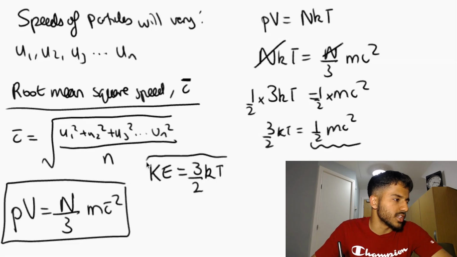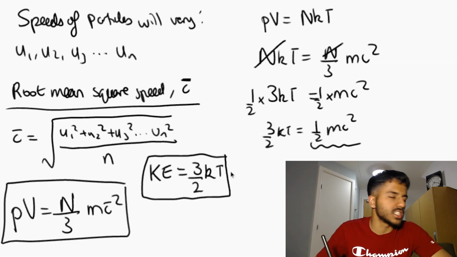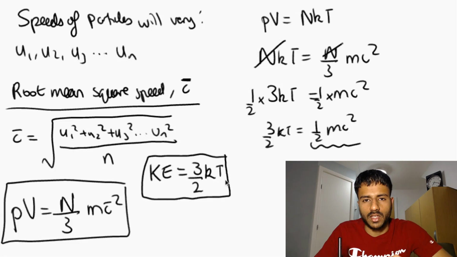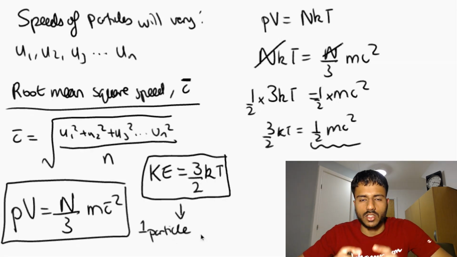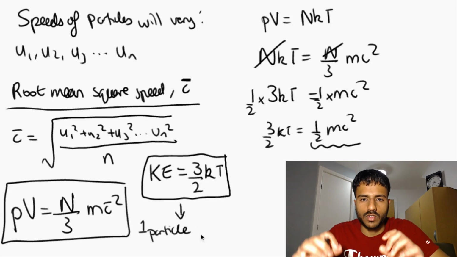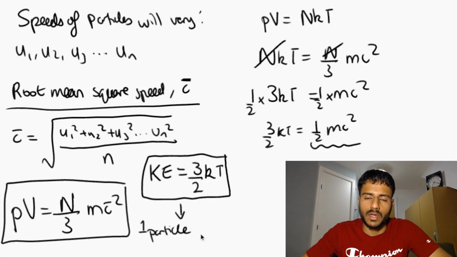This means that the kinetic energy of a particle is solely dependent on its temperature. But you have to be careful that this is only for one particle. So if you had a gas in some sort of volume, the average kinetic energy of a single particle is only dependent on the temperature. And that is actually pretty cool.